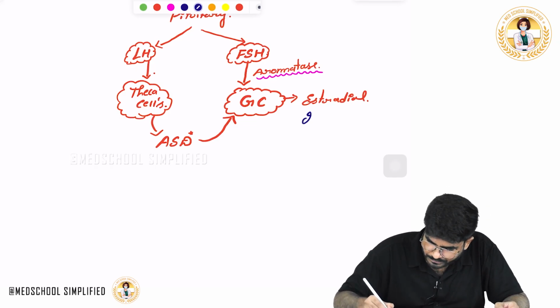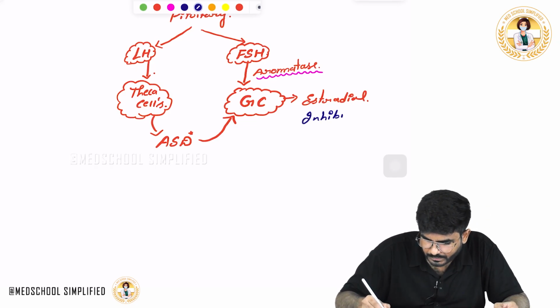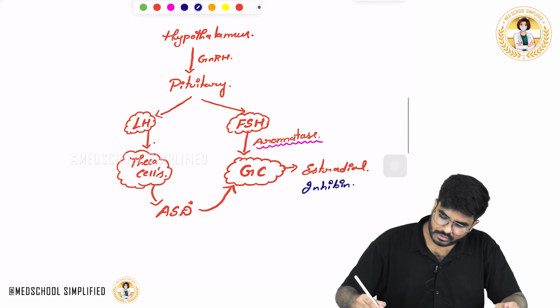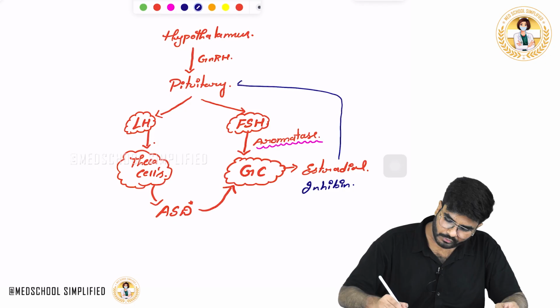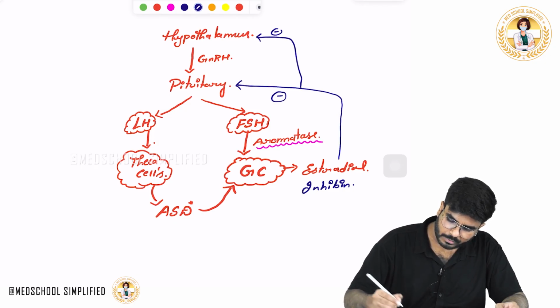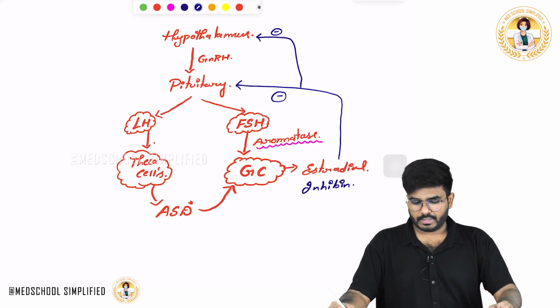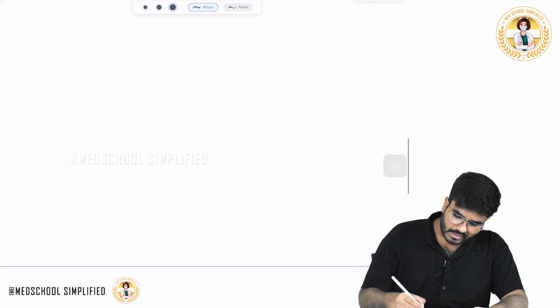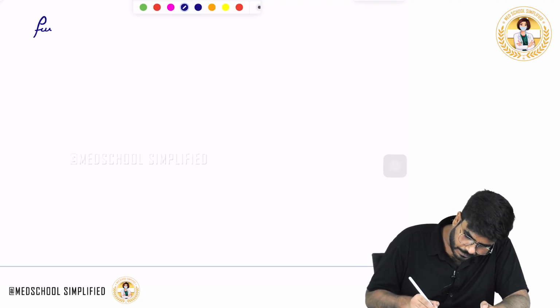And one more important thing, that is inhibin. So, what are this inhibin and estradiol going to do? This inhibin and estradiol are going to give negative feedback to the pituitary gland as well as to the hypothalamus. So, this is the axis which I want you to know. Next, what are the functions of the estrogens?